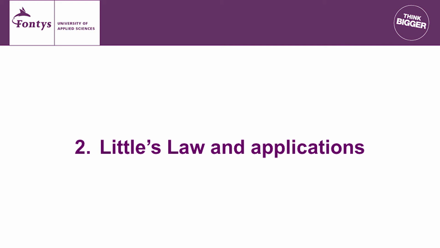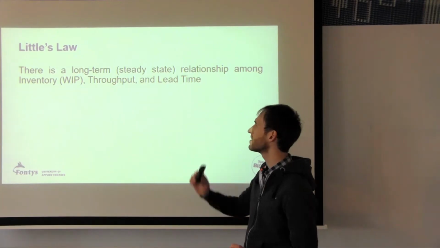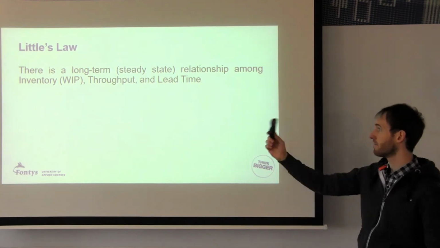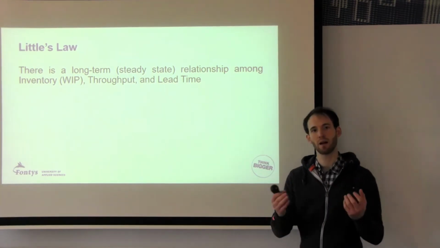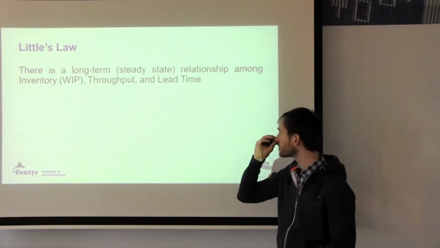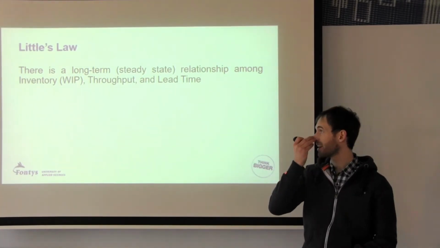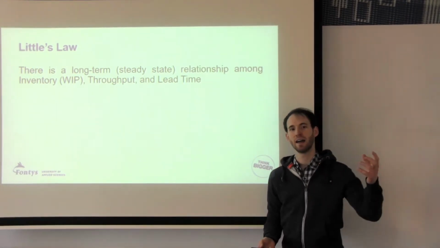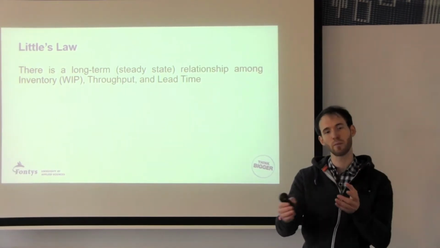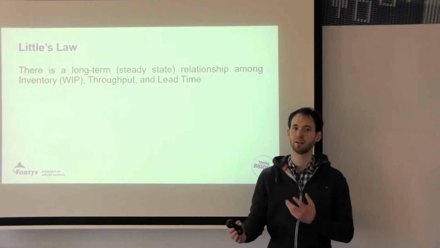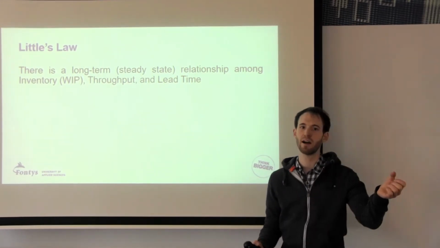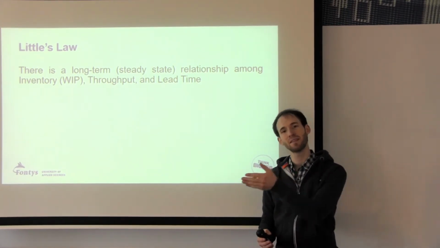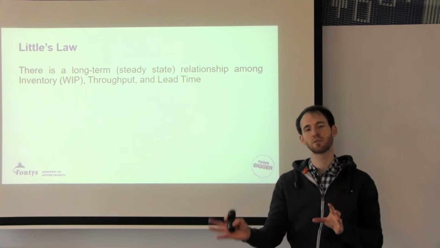And Little's Law is actually about steady systems. So there's a long-term steady state relationship amongst inventory, which is another word for the items stored or work in progress, the throughput, and the lead time. And I said it only works for steady systems. So where you have an input, you transform it into the output, which is quite similar. So you take 5 raw materials, you transform them and they get out. So the inflow is equal to the outflow.